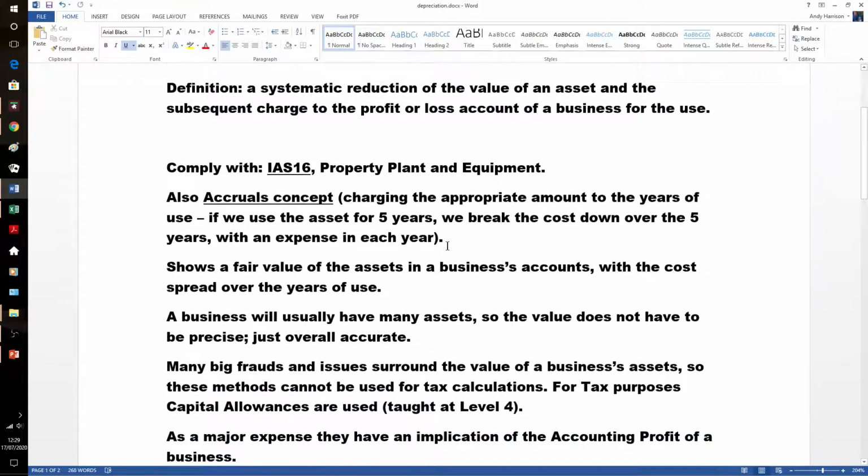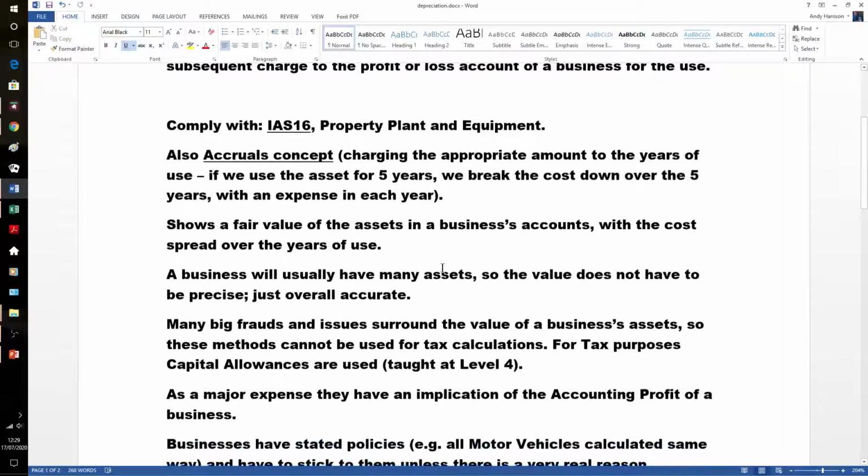And then also the accruals concept. So this means charging the appropriate amount to the years of use. So if we own an asset or control it for 5 years, we break the cost down over the 5 years with an expense in each year, rather than having one big expense when we buy it and nothing in the other 4 years. It evens out our accounts. It will show a fair value of the assets in a business's accounts with the cost spread over the years of use, in other words the 5 years as a cost figure.